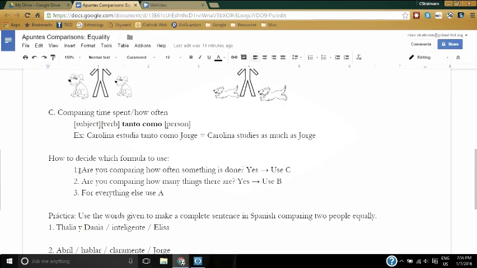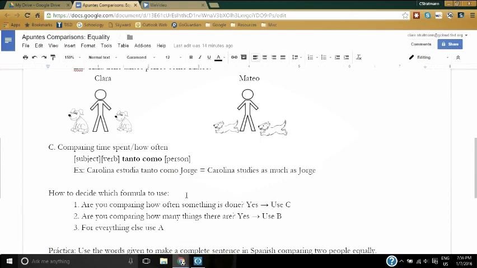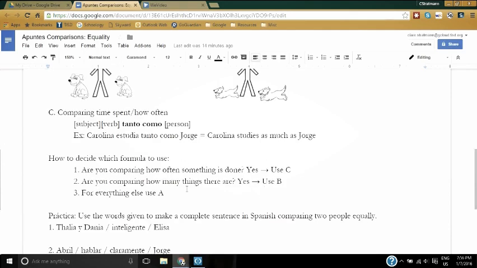First, ask, are you comparing how often something is done? If you are, use the equation we just saw. If you're comparing how many things there are, whether they just exist or maybe you're talking about how many cookies you eat, then you're going to go up to B. Here it is, right here. And then finally, if you answer no to one and two, then use A.